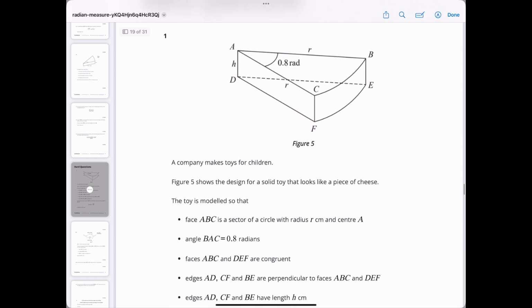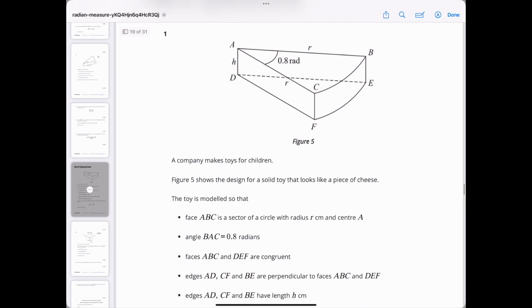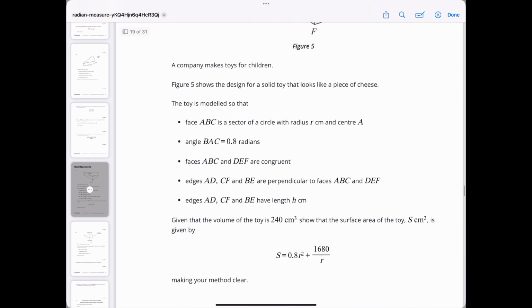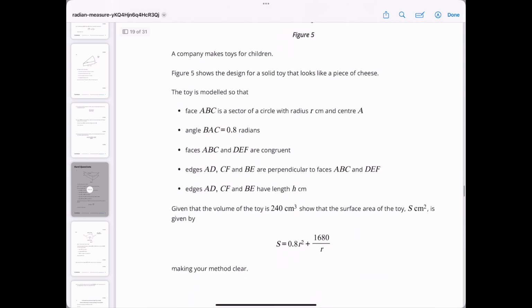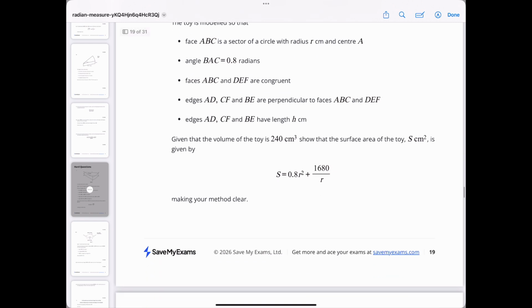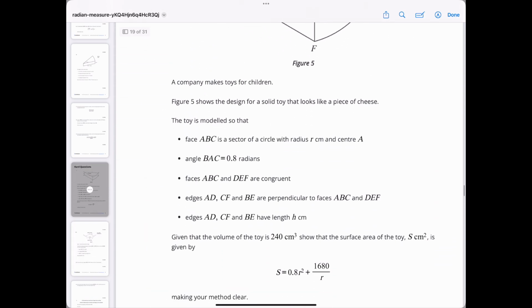And the bits that look as though they're perpendicular are perpendicular. And the edges, which edges? Oh, those edges, C, F, A, D, etc. have H. Given that the volume of the toy is 240 centimetres cubed, show that the surface area of the toy is given by this. Right, I've got to somehow do this.